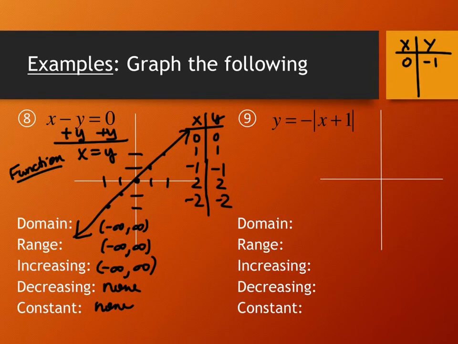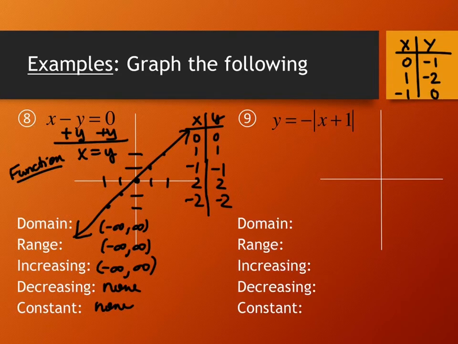What's another value you might want to pick for x? Somebody give me one. 1. Okay, if x is 1, then I have 1 plus 1, which is 2. Absolute value of 2 is 2. And then the negative in front makes it a negative 2. What else might I want to pick? Negative 1. If x is negative 1, negative 1 plus 1 would be, that one's 0. Absolute value of 0 is 0. And then the opposite, or the negative in front of it, would make it 0 again. There's 0. So that's nice.